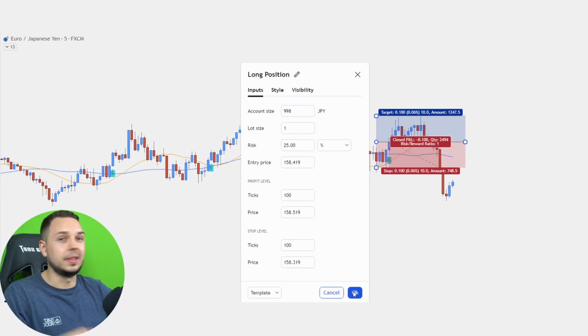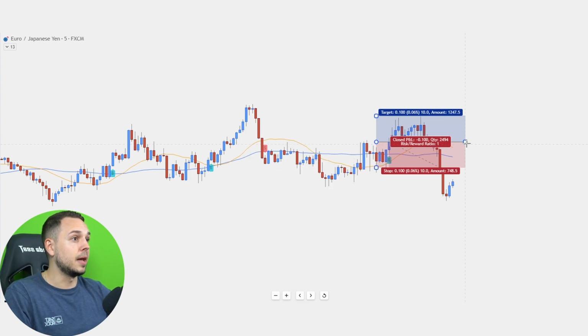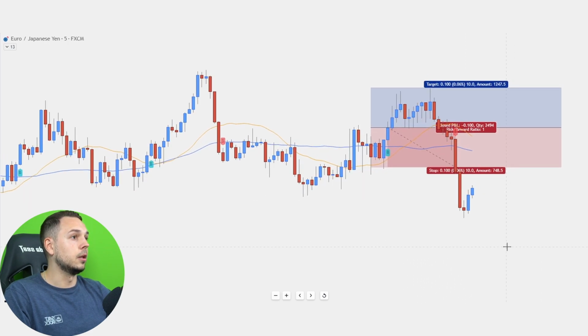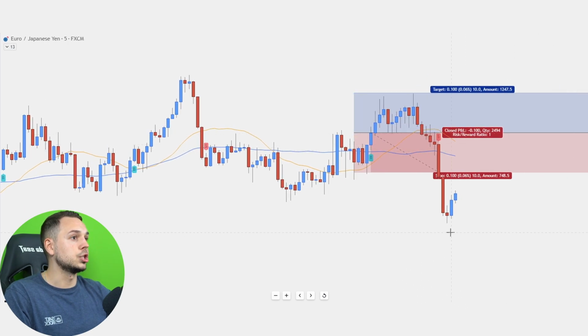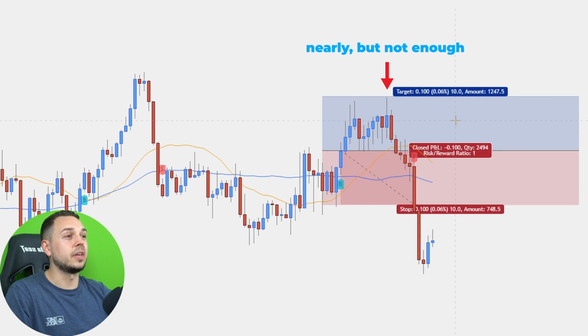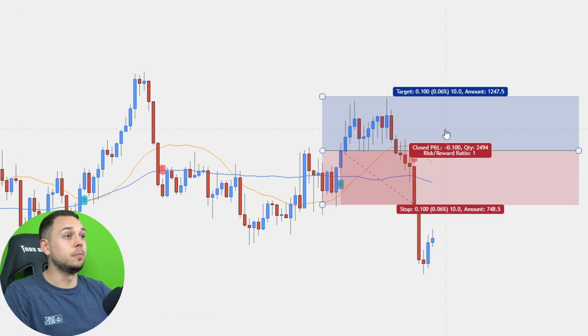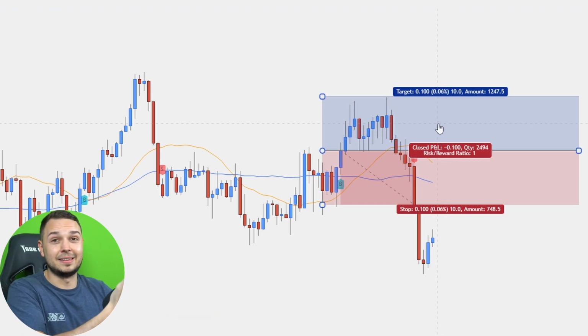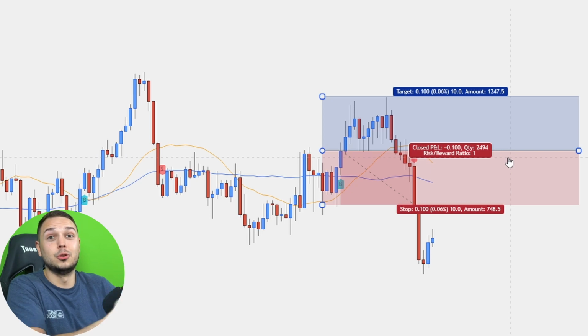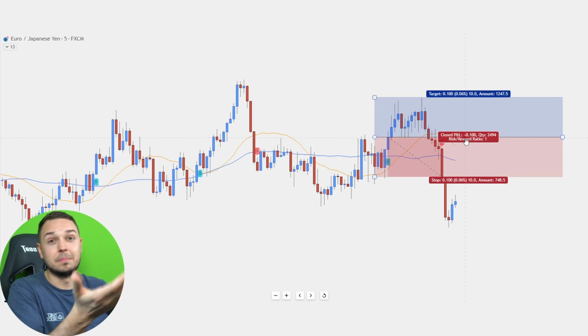So take profit, let's say 10 pips. That's pretty good. We buy. Let's take a look at how many trades we can actually make. So in this case, it doesn't reach our take profit level, just by a minuscule, by a tick. There's a saying, don't be a dick for a tick. So maybe it would have been wise to just close it off, because this would happen and you would lose the trade. So maybe you would have closed it, maybe not, I don't know.